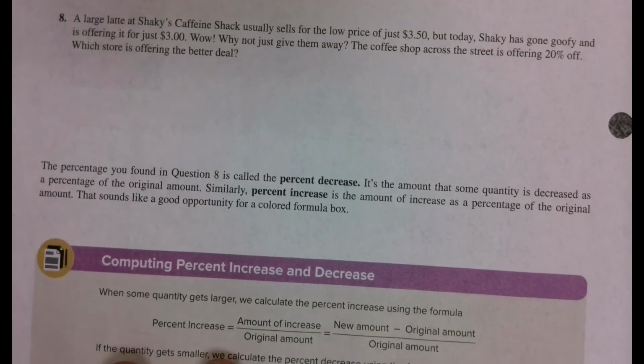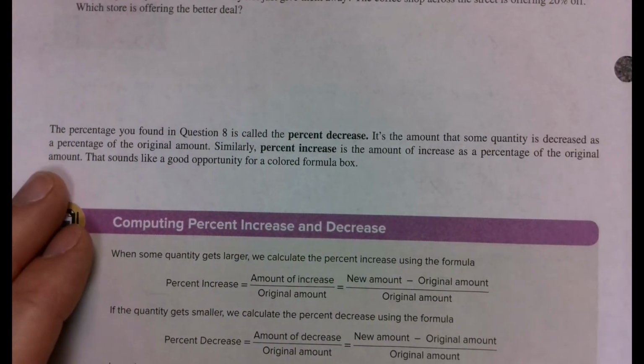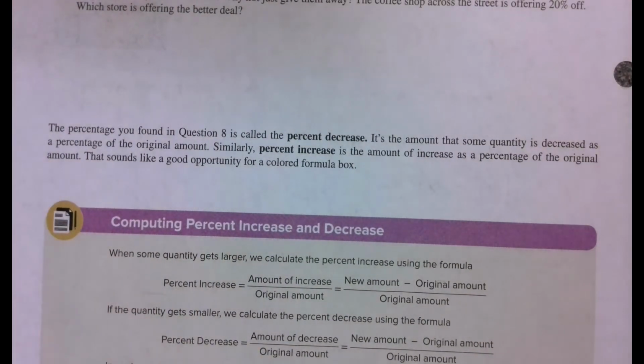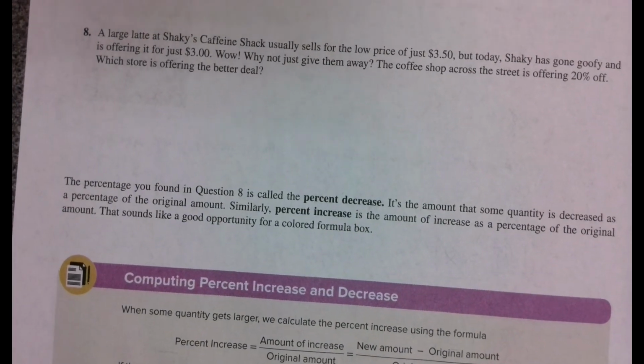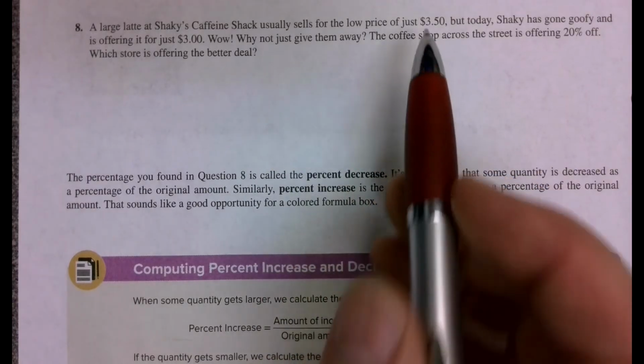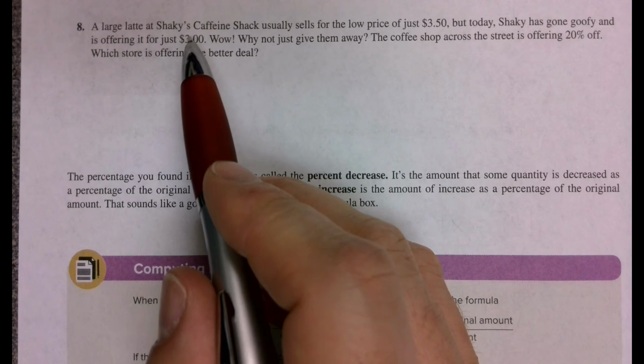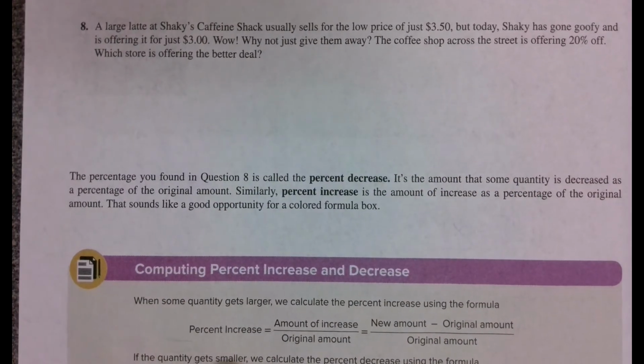All right, next question. So we got this large latte at Shakey's Caffeine Shack, usually sells for the low price of $3.50, but today Shakey's has gone goofy and is offering it for just $3. Great. The coffee shop across the street is offering 20% off. Which store is offering the better deal? Now we have to make an assumption here that the price of the coffee shop across the street is the same for the same cup. So we have to assume the $3.50 is the same for Shakey's and across the street.